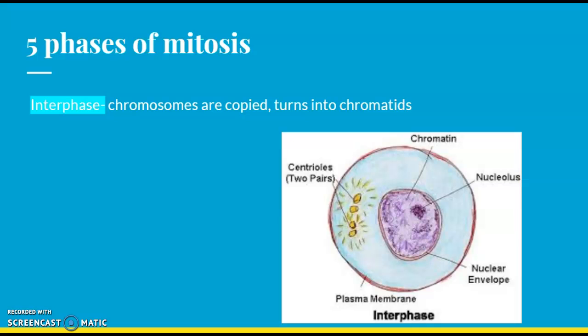And the first is interphase. An interphase is basically just when the cell is doing its job. At the end of interphase, though, the chromosomes get copied and they turn into what are called chromatids. So they're little pairs of chromosomes.